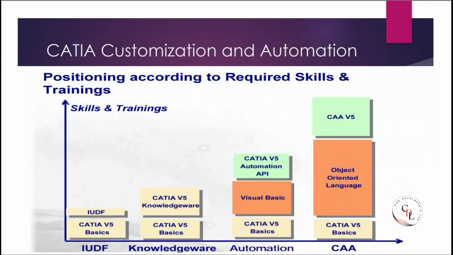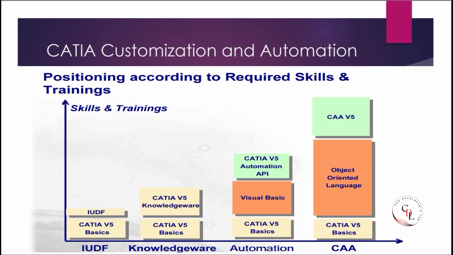Okay, so we'll directly jump to the CAD customization. We'll take the example of that CAD software, CATIA Customization and Automation. You will see that picture there. We mention everything like their positioning, required skills, and training. CATIA we can customize in four ways: one is the UDF, user defined function, knowledgeware, automation, and CAA.